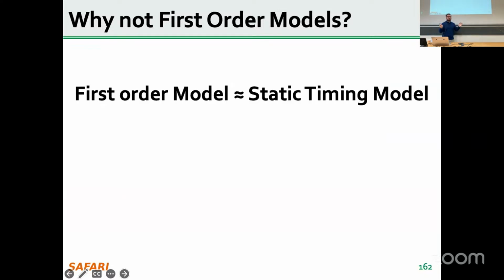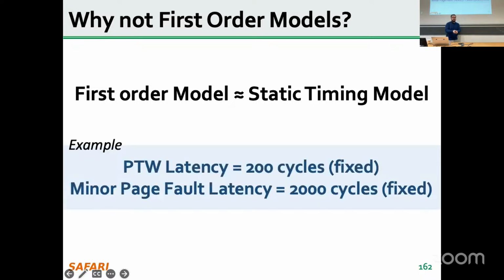It's a static timing model, basically. You have a heuristic, an equation that gives you the page table walk latency or the minor page fault latency. And in most of these simulators, it's a fixed number. So let's say for every page table walk, we're going to charge 200 cycles. For every minor page fault, we're going to charge 2,000 cycles.